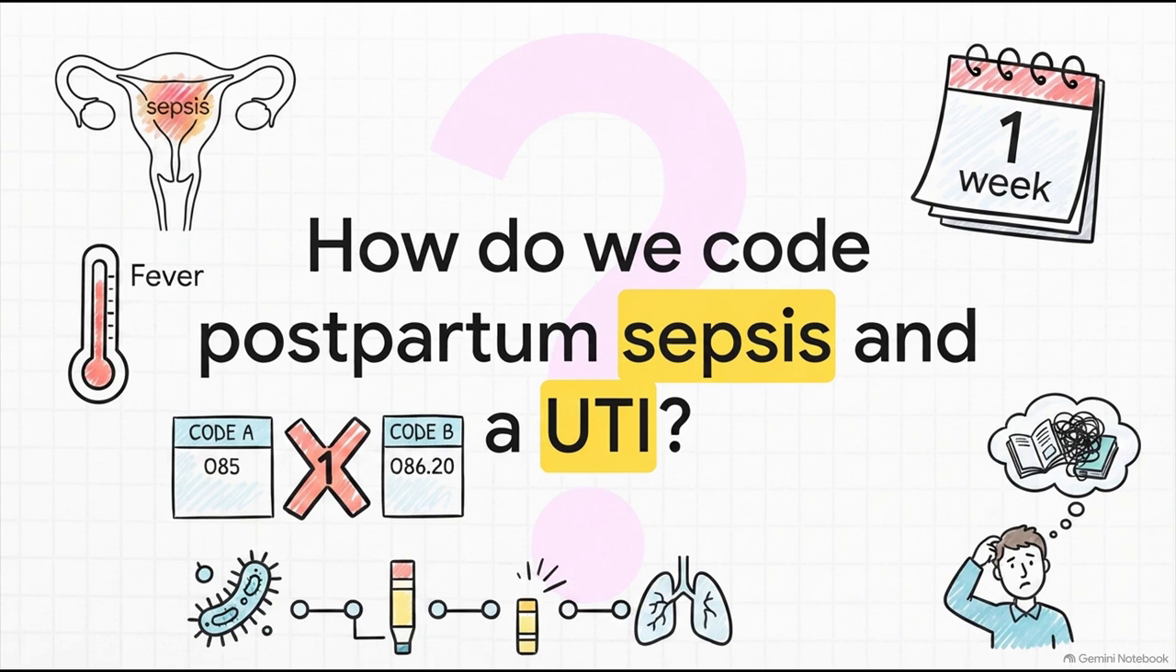So here's a dilemma straight from a real-world Coding Clinic scenario. We have a 24-year-old patient, 1 week post-spontaneous vaginal delivery. She presents with shortness of breath and a fever due to postpartum sepsis and a postpartum UTI. But wait, the tabular list strictly forbids pairing code O85 with O86.20 because of a pesky excludes one note. So how on earth do we code this?